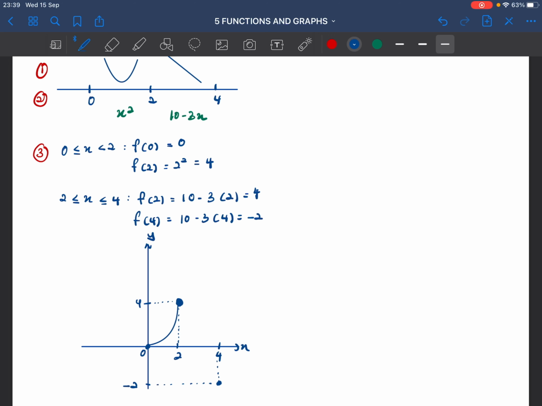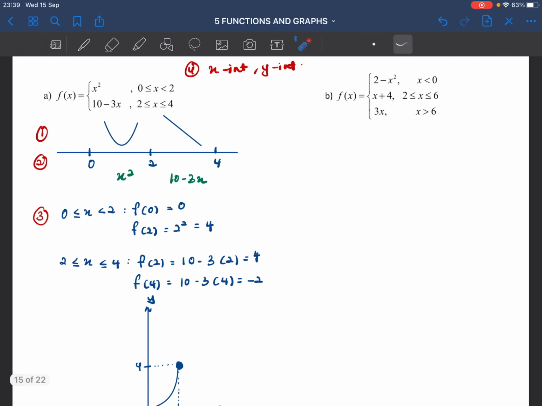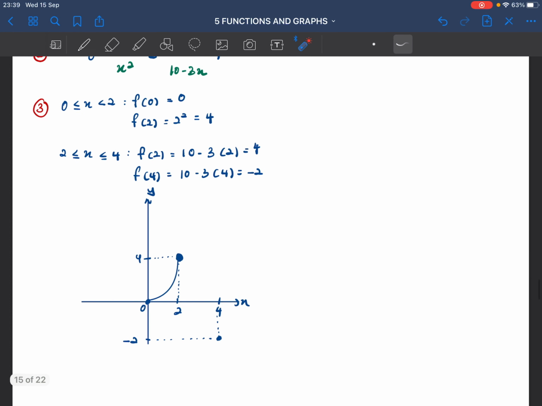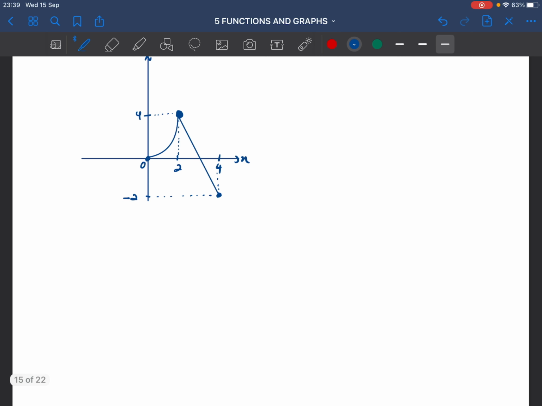Okay, so the next interval dekat situ kita ada 10 minus 3x. Okay, the shape is like this. So between 2 and 4, kita terus bawa ini ke bawah. Okay, so dekat sini kamu tahu yang kita tak ada y-intercept. So y-intercept is 0 lah dekat sini, kita dah label kan. Yang kita tahu dia kena dekat x-intercept dekat sini. So we only have to find our x-intercept.